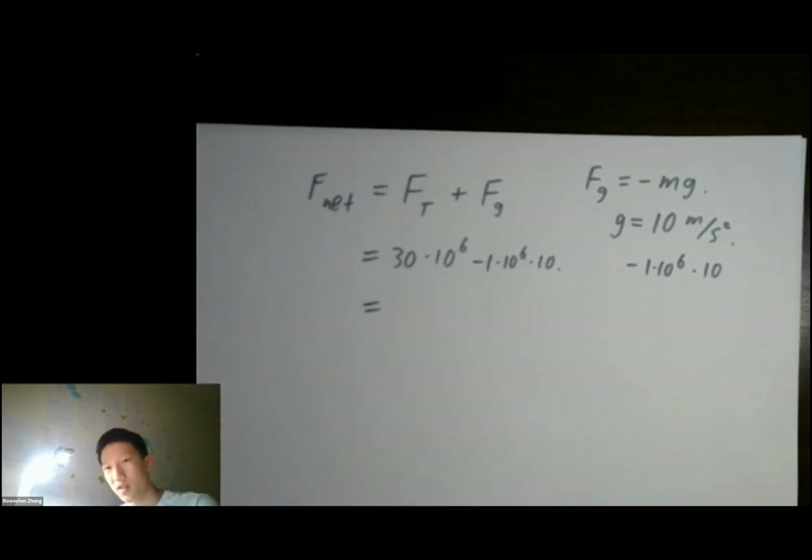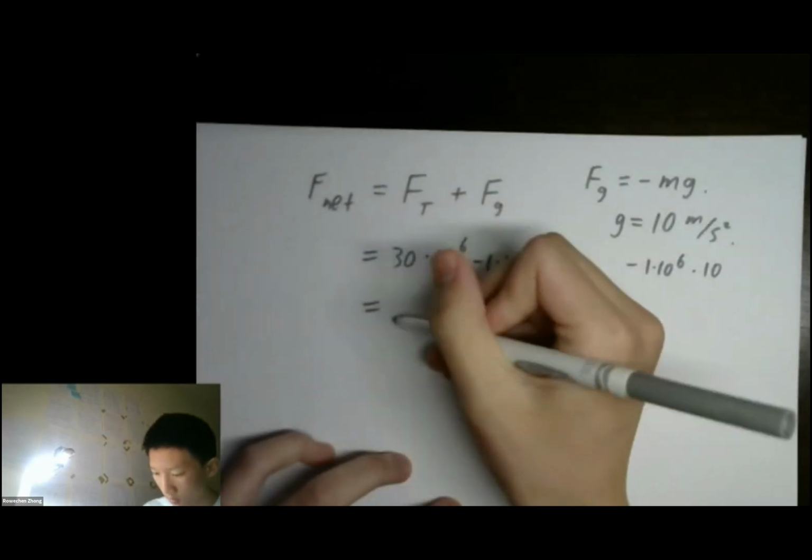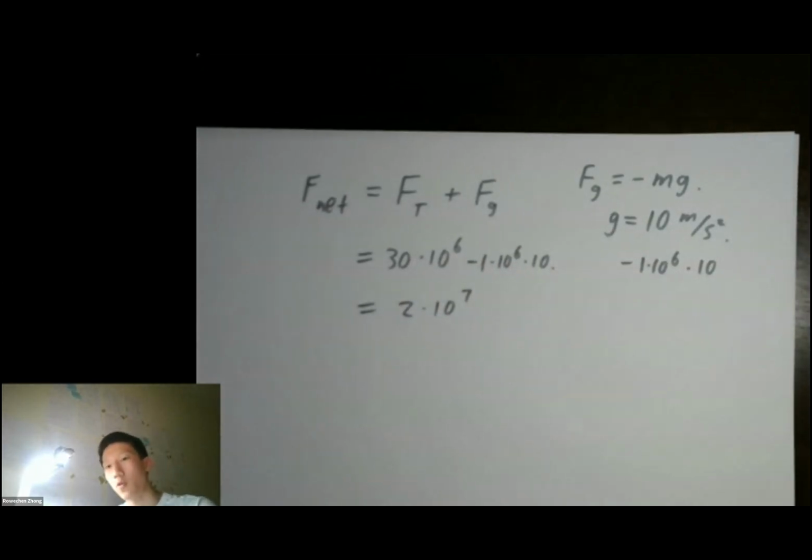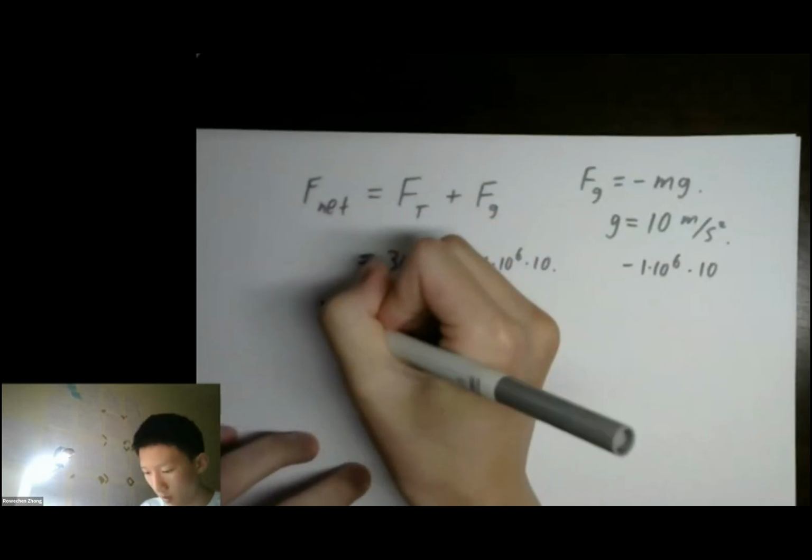30 times 10 to the 6, that's 3 times 10 to the 7. 1 times 10 to the 6 times 10 is 10 to the 7. So if we take 3 times 10 to the 7 minus 1 times 10 to the 7, if I have 3 apples and you take 1 apple, still got 2 apples. So the answer is 2 times 10 to the 7. That is our net force, F net.